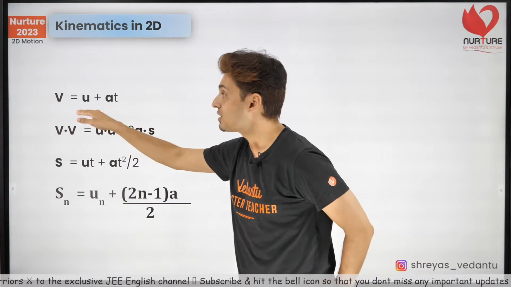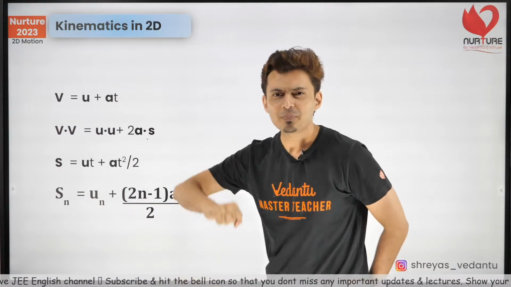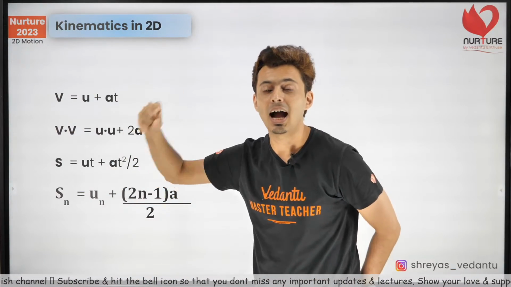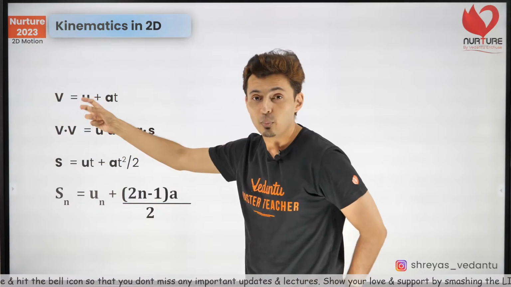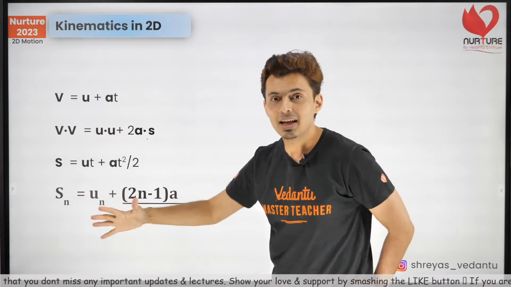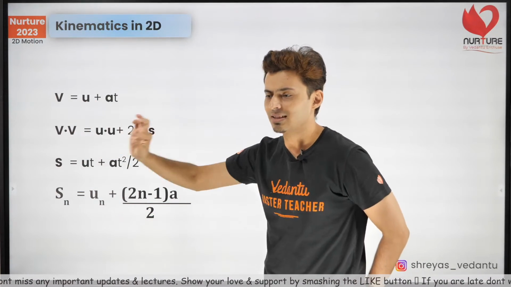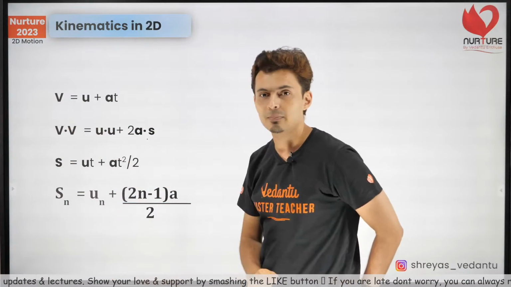V bar is u bar plus a bar t. So when you write it in vector form, just make sure you write it in I, J, K form. So this is V bar, that is a bold alphabet. So write it in I cap, J cap, K cap. Then solve it normally just like you add or multiply vectors. Trust me, it will look very simple.